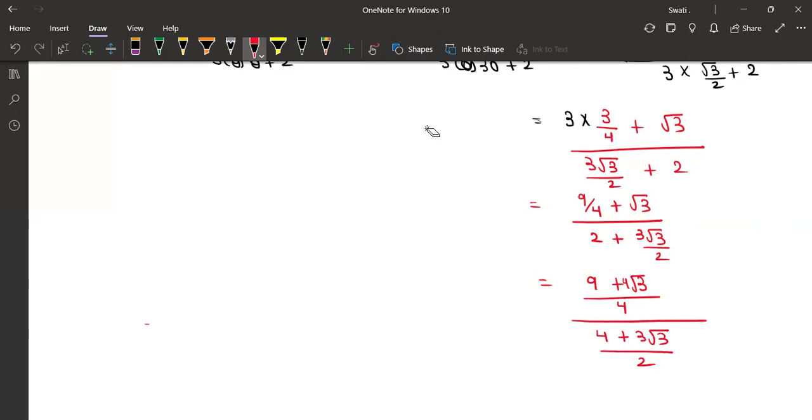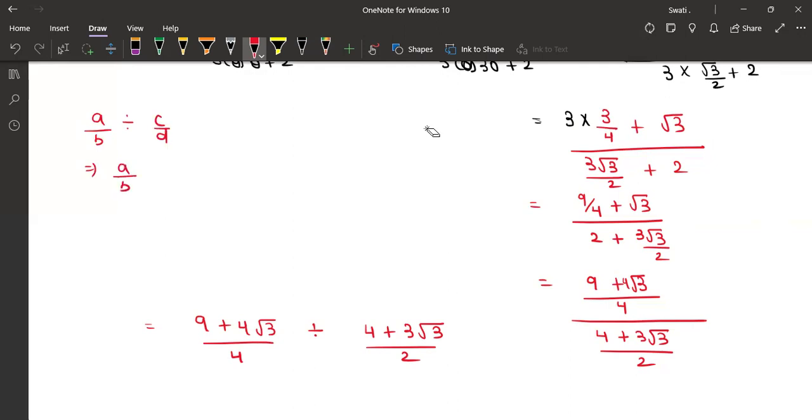Now let us simplify this expression over here. It is actually coming 9 plus 4 root 3 upon 4, and then divided by the next fraction, which is 4 plus 3 root 3 by 2. You know how to divide a fraction. When we have a upon b divided by c upon d, we solve it as a by b, change the division to multiplication, and reciprocate the second fraction. So using that, this will become 9 plus 4 root 3 by 4 times 2 upon 4 plus 3 root 3, right?